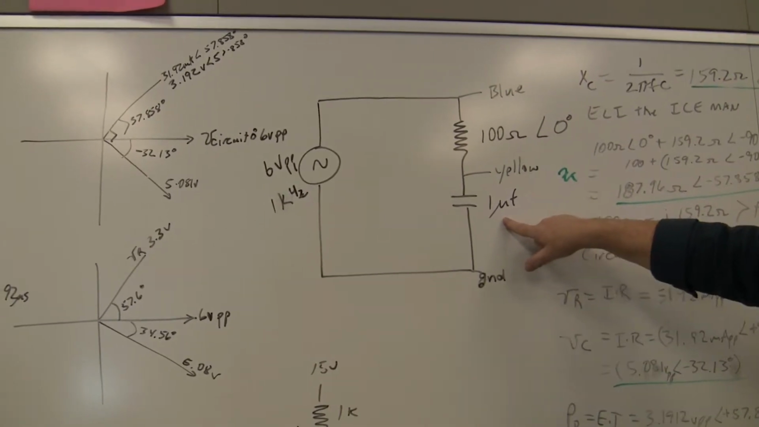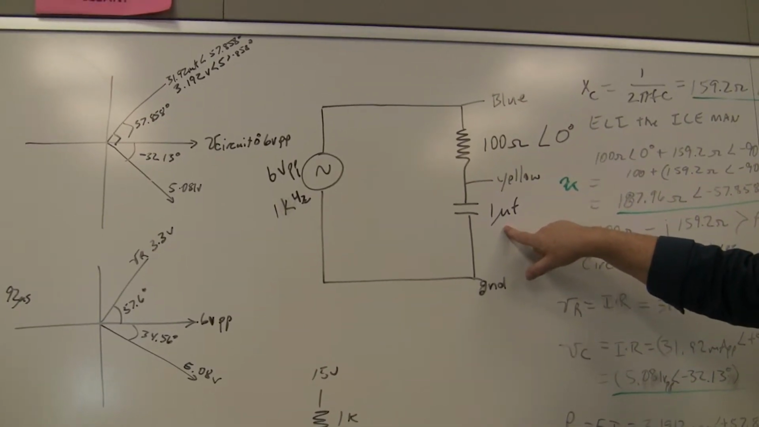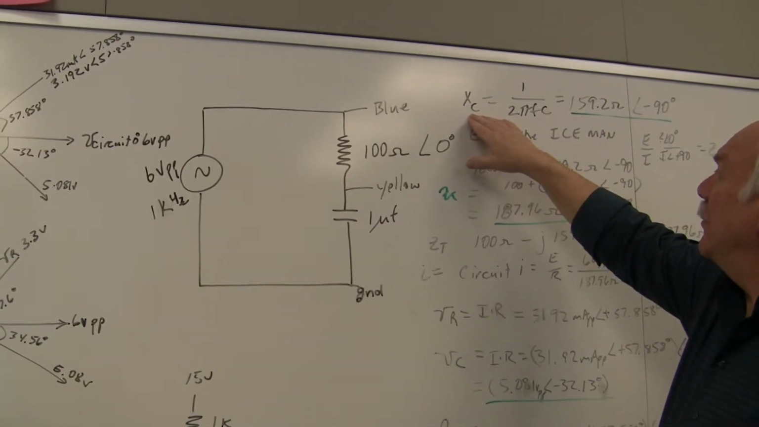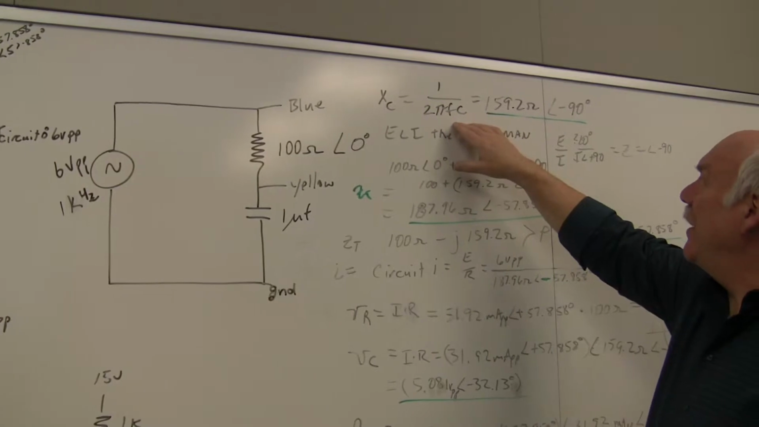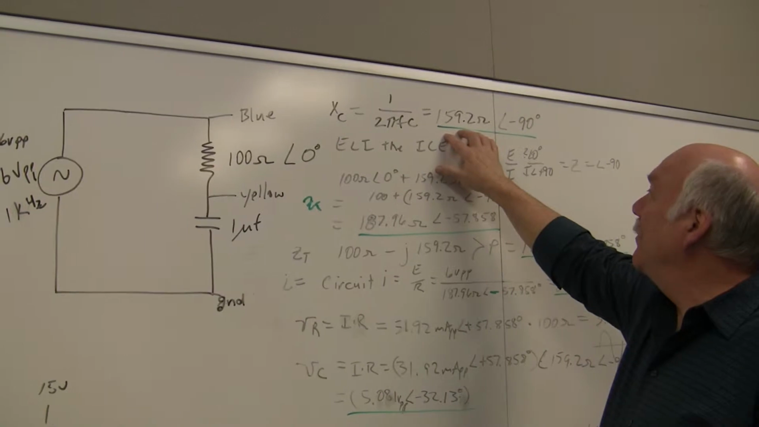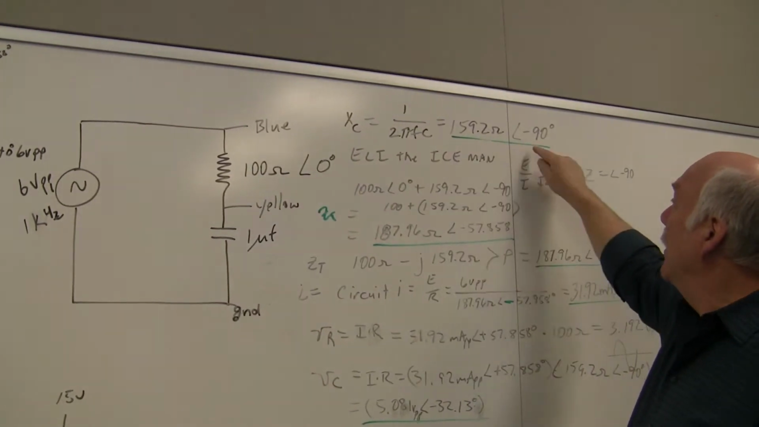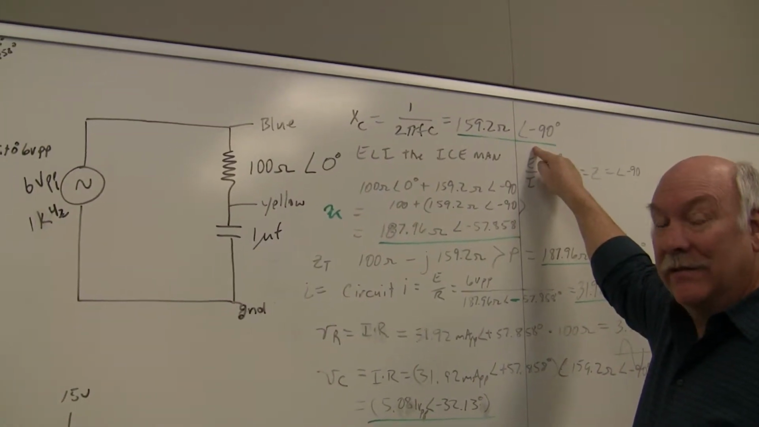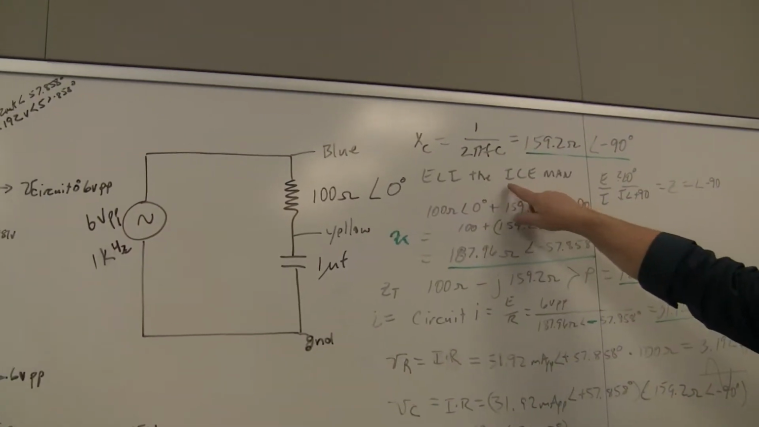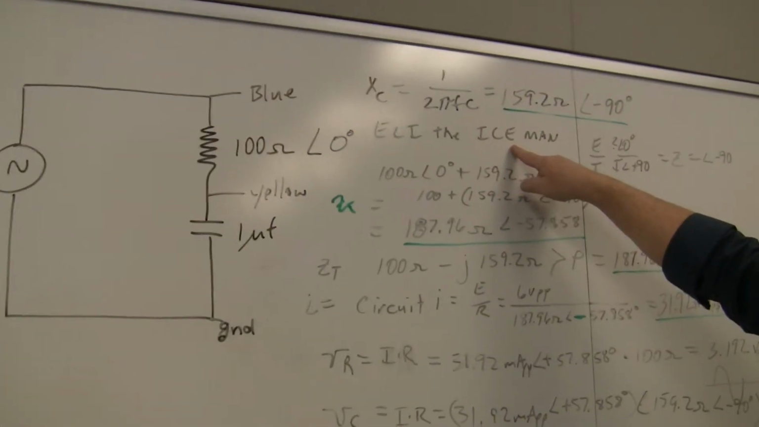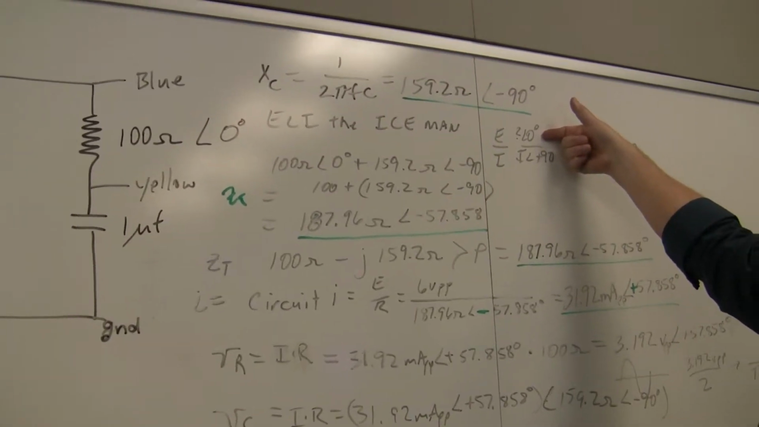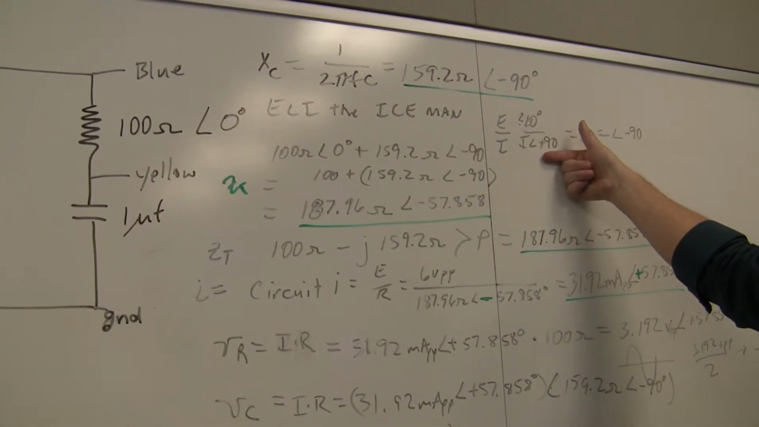To figure out capacitive reactance, which is part of the impedance family, capacitive reactance is 1 over 2 pi FC. When you do it on your calculator, it comes up to 159.2 ohms at an angle of negative 90 degrees. Okay, so we've got negative there. You remember ELI the ICE man? Current before voltage in a capacitor. If we set the voltage at 0 degrees, current would be 90 degrees ahead.